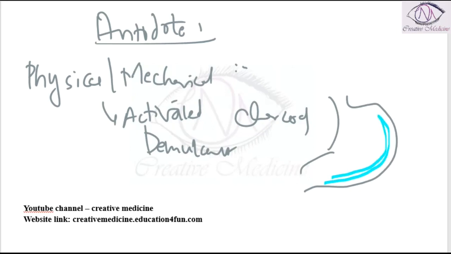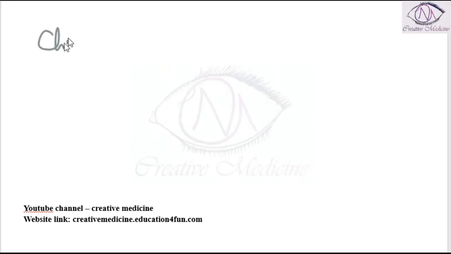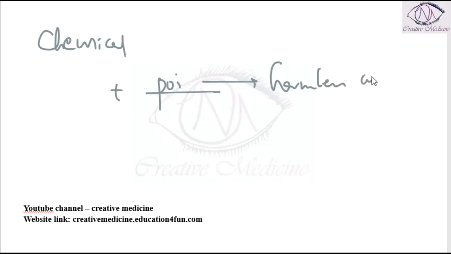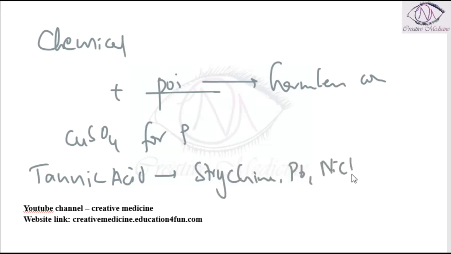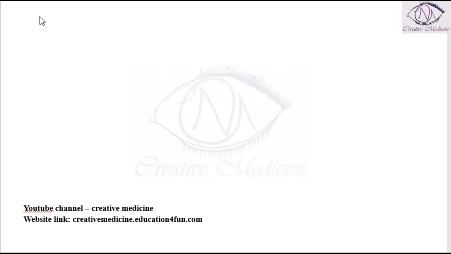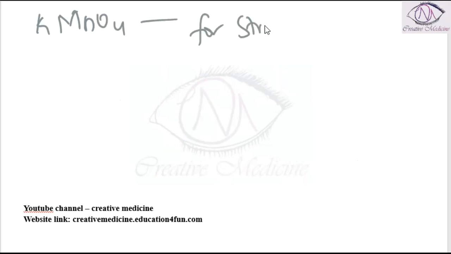Chemical antidotes. Chemical antidotes combine with poison to produce harmless and insoluble compounds. For example, copper sulfate for phosphorus poisoning, tannic acid precipitates strychnine, cocaine, lead, and nicotine. Potassium permanganate solution acts on strychnine and opium.